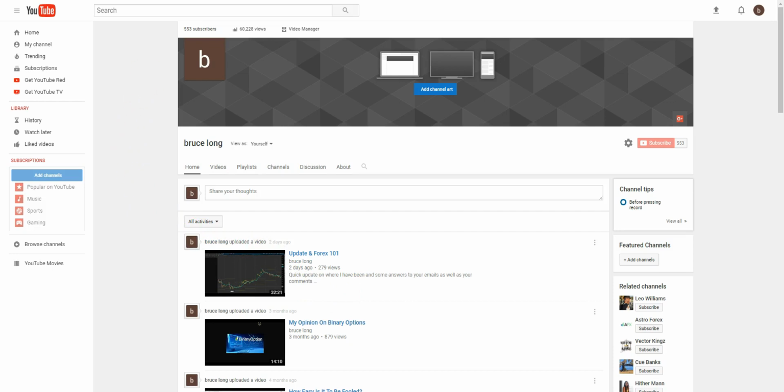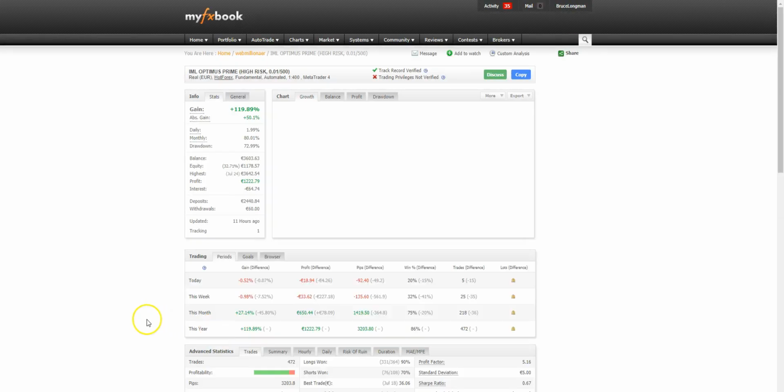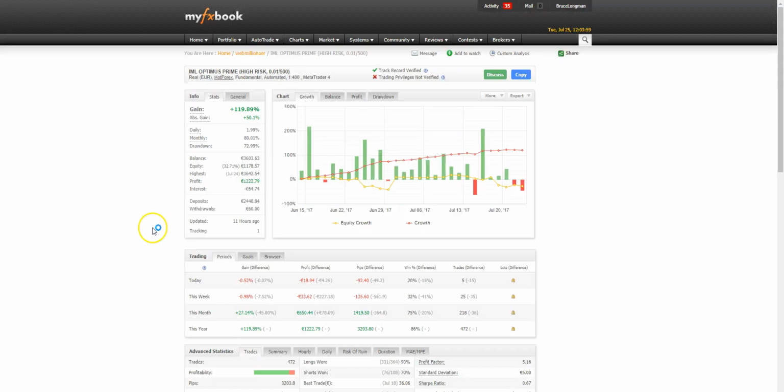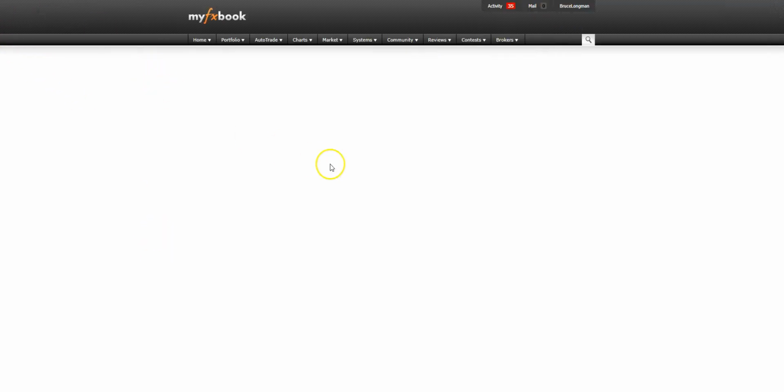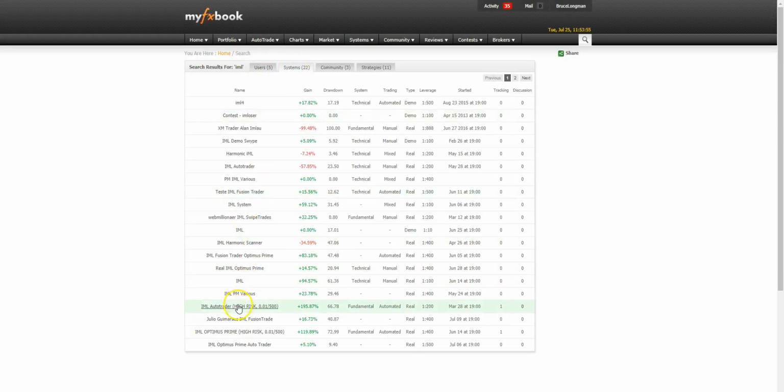So going right into my FX book, I put in IML because I've been seeing a lot of posts about IML, and because a lot of these numbers look really, really good until you really dissect it, and then you realize how really bad it is. But I want to go into, I believe one of these has the open trades, they're not hidden. As you can see, some of these people private the open trades. One of these does not have them private, so just give me a moment.